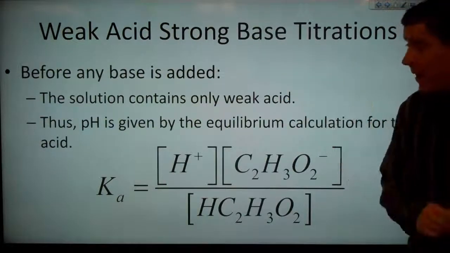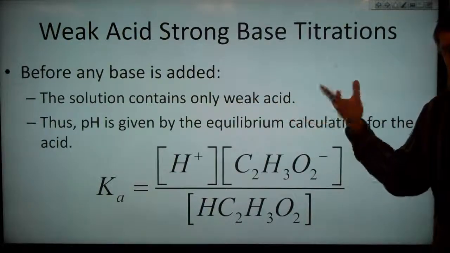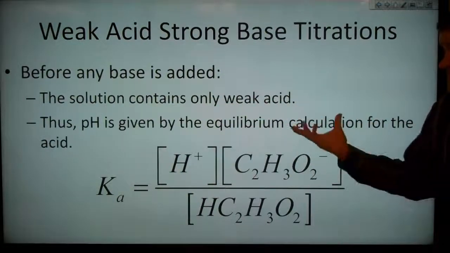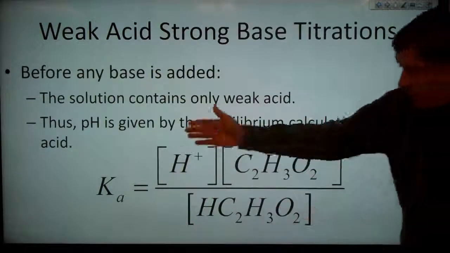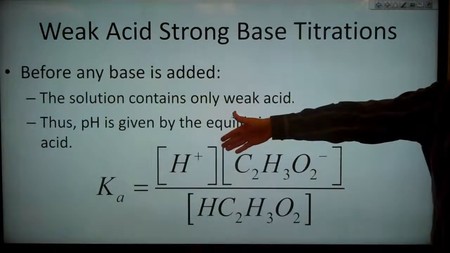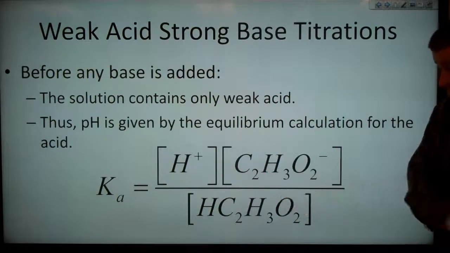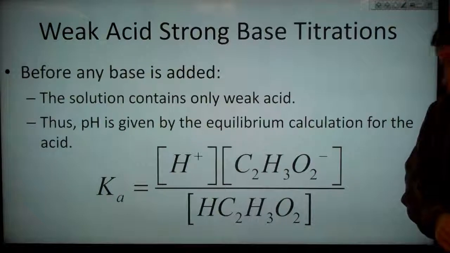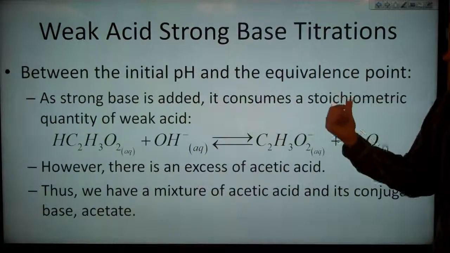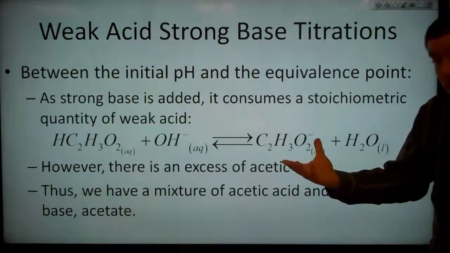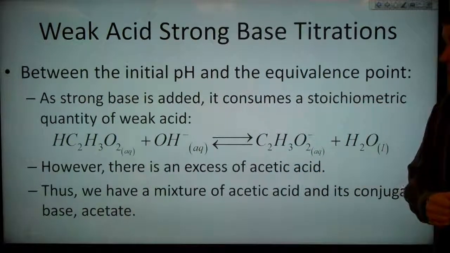Before we have any base added, the solution contains just our weak acid, just the acetic acid, and the pH is given by our equilibrium calculation for the acid. So Ka is equal to the concentration of hydrogen ion times the acetate ion concentration divided by the acetic acid concentration. Between the initial pH and the equivalence point, we've added a little bit of our strong base, but not enough to get to the equivalence point.